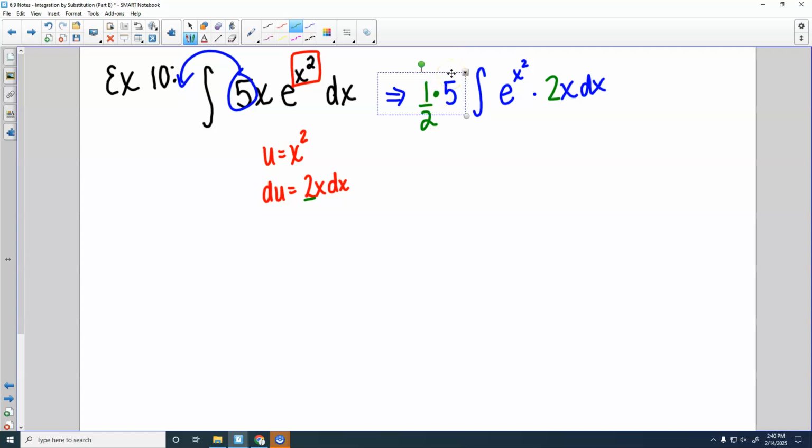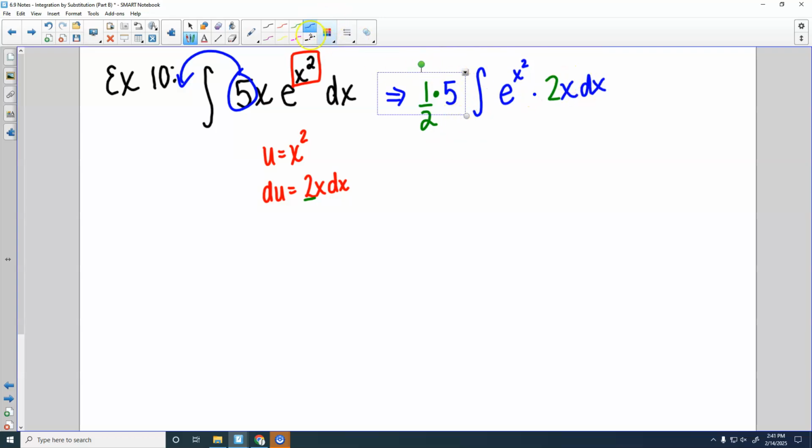Another option would have been to multiply by 2 on the inside and put a 5/2 on the outside, or I guess multiply by 2/5 on the inside and a 5/2 on the outside. I think it's easier to just pull that coefficient that you don't need out and pretend like it's not there.